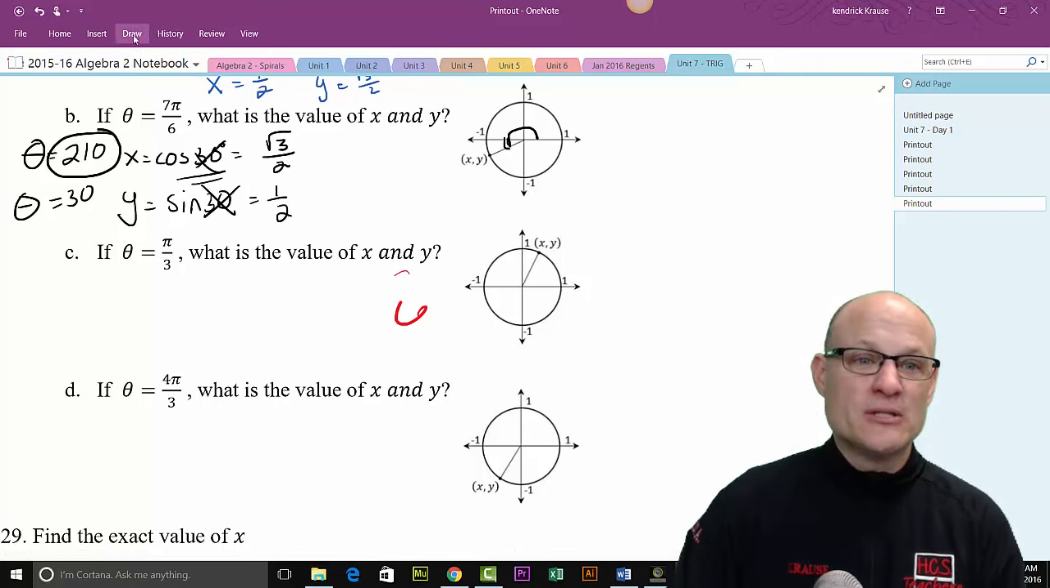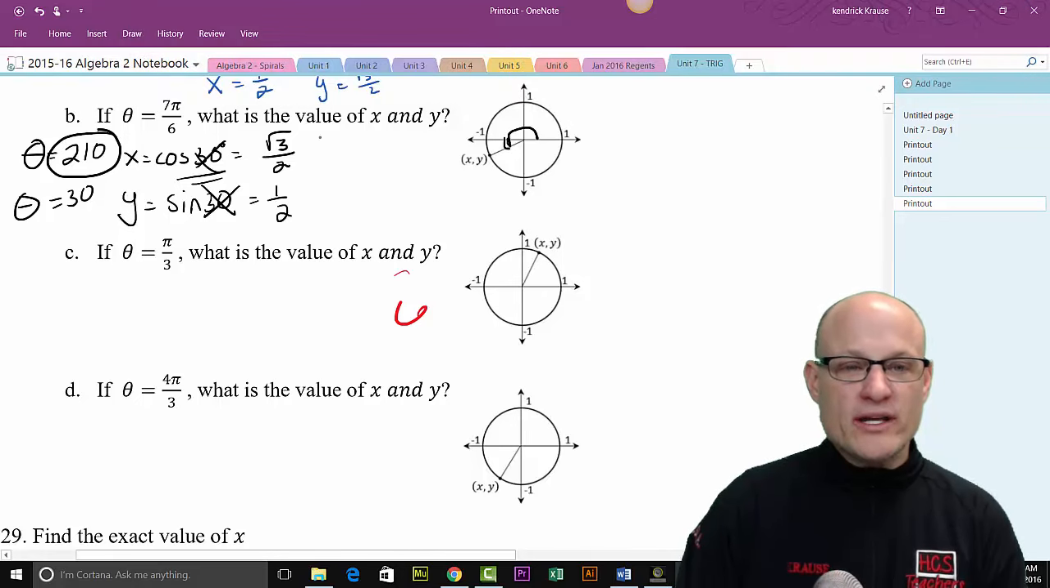So, let's see, All Students Take. Tangent's positive down here. That means sine and cosine are both negative. Done.